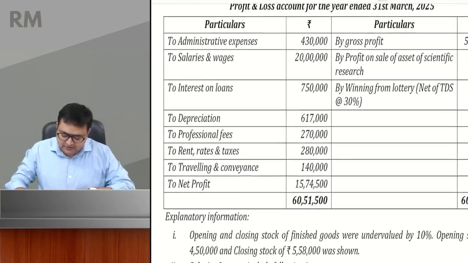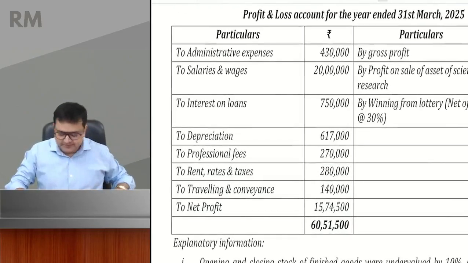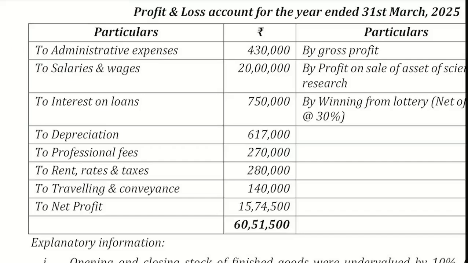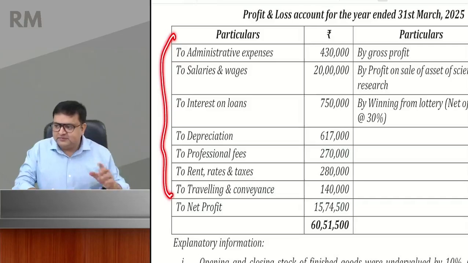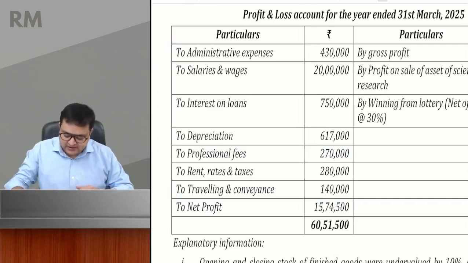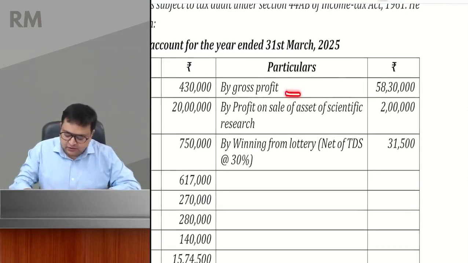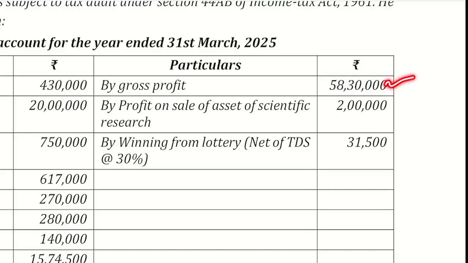Okay, so his profit and loss account is given to us. Let us read it. It says admin expenses, salary and wages, interest on loan. These are normal business expenses. Depreciation, okay. If nothing is mentioned regarding depreciation, we are perfectly okay with it. Professional fees, rent, rates and taxes, traveling conveyance. As of now, mostly all the expenses prima facie seem to be okay. Correct. And on the credit side, gross profit is a normal PGBP income, so we are okay with it.